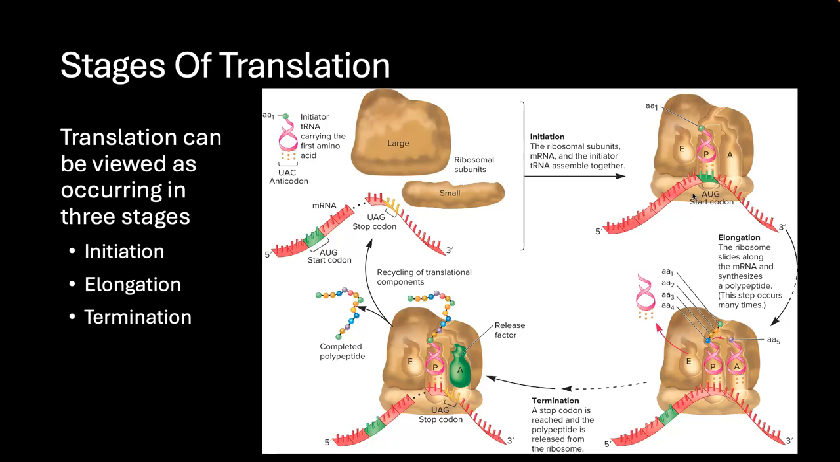The steps of translation occur out in the cytoplasm, involve our three types of RNA, tRNA, rRNA, and of course, mRNA, and translate that mRNA into an amino acid sequence that is then modified into a working protein by subsequent steps.